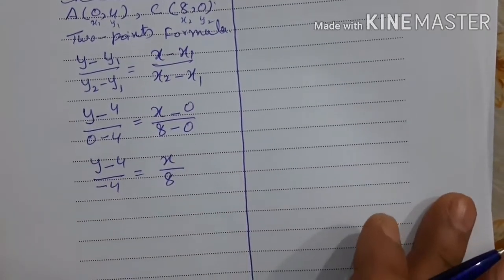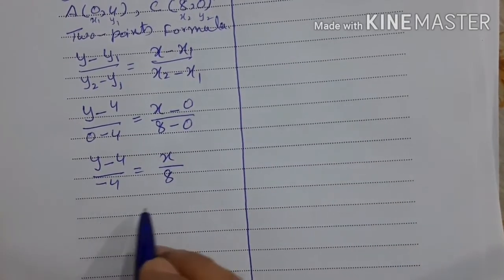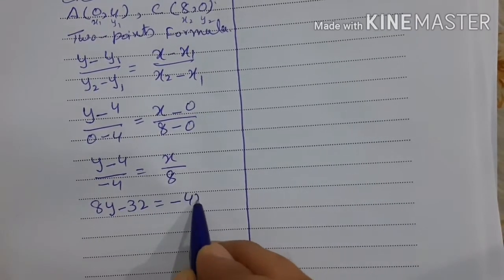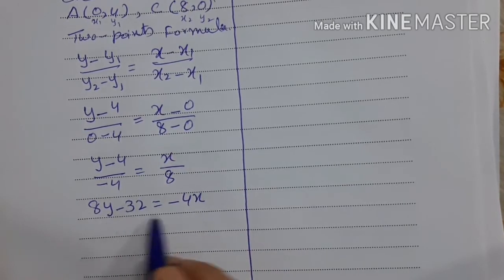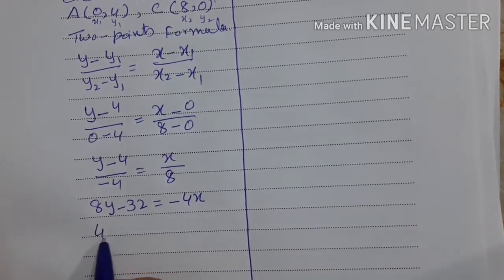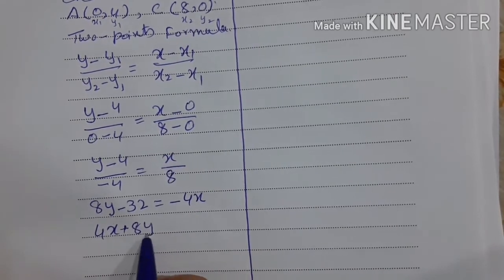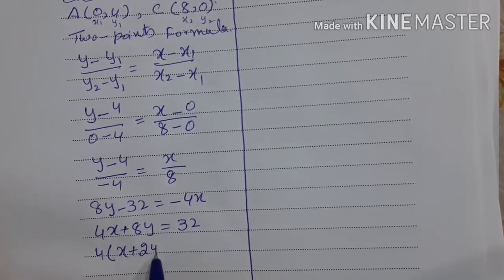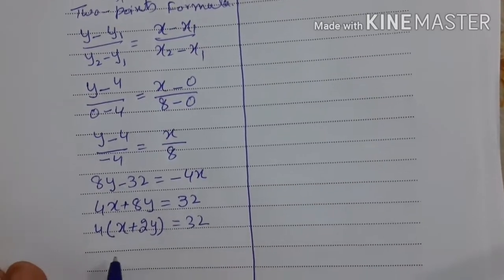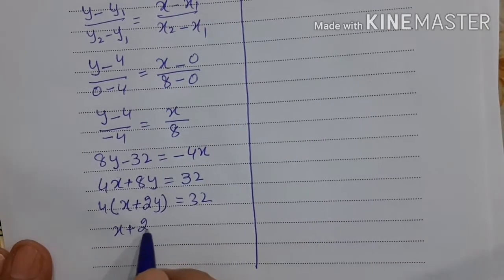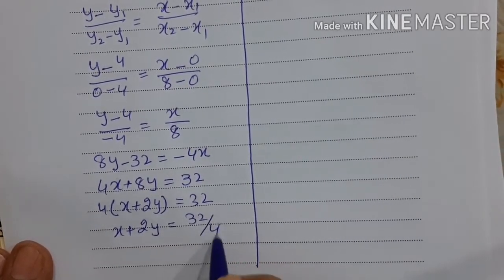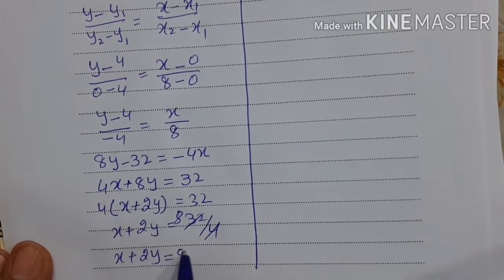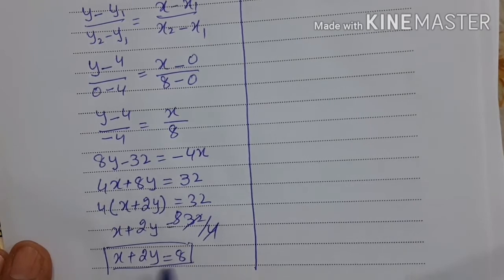So by cross multiplying, it will be 8y minus 32 is equal to minus 4x, or take 4x on the left side and 32 on the right side. So this will become 4x plus 8y is equal to 32. Take 4 common, x plus 2y is equal to 32 over 4, which is 8. So x plus 2y is equal to 8. This is the equation of AC.